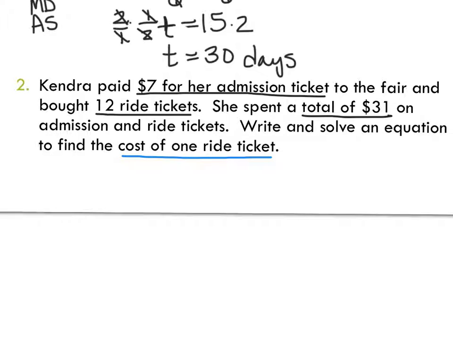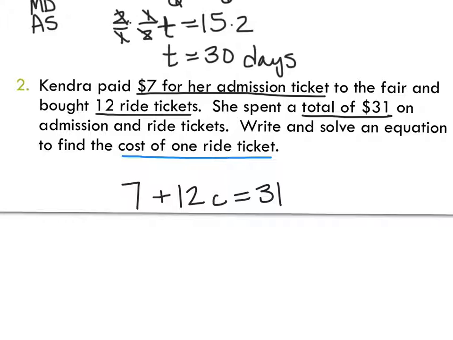Going back to my important information, it says that she spent $7 on her admission ticket and bought 12 ride tickets. So in addition to that $7, she bought 12 ride tickets, but we don't know how much those tickets cost. If maybe they were $1 each, it would be just $12. If they were $2 each, it'd be $24, but we don't know. So we want to go 12 times the cost of tickets, which we could call C for cost, equals a total of $31 that she spent.